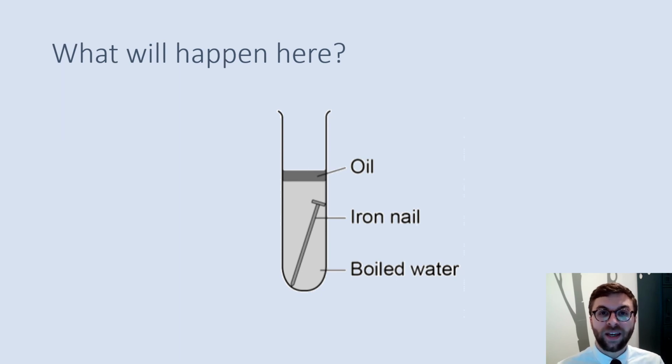And finally, this nail, again, will not rust. The oil is stopping anything else being added in, the excess water or oxygen, and the boiled water means that the oxygen has basically been removed from that water through the process. And so again, because it's not exposed to any oxygen, the iron nail will not rust.